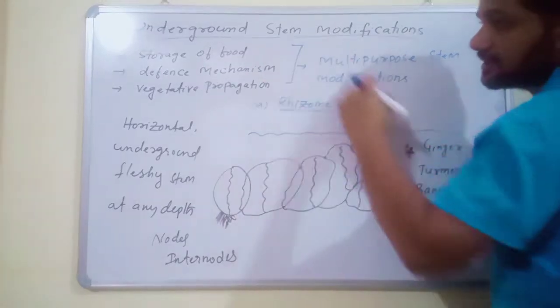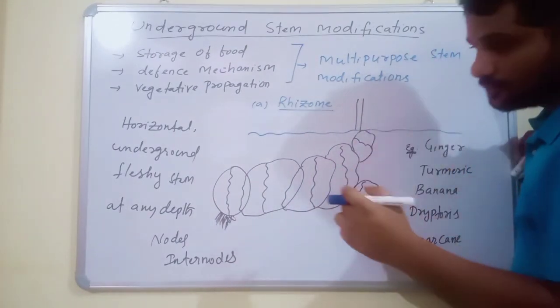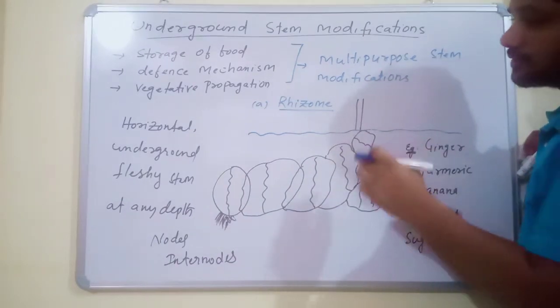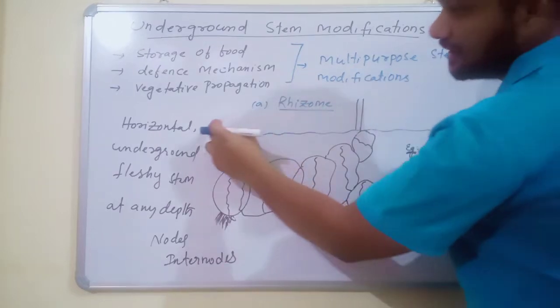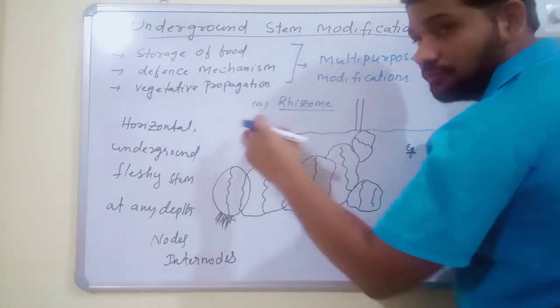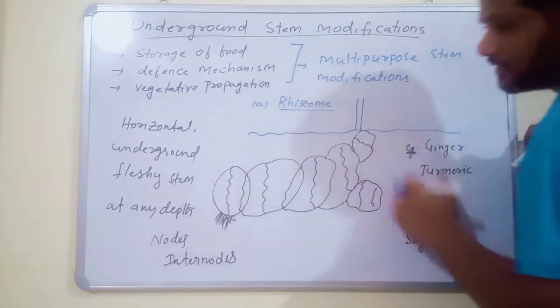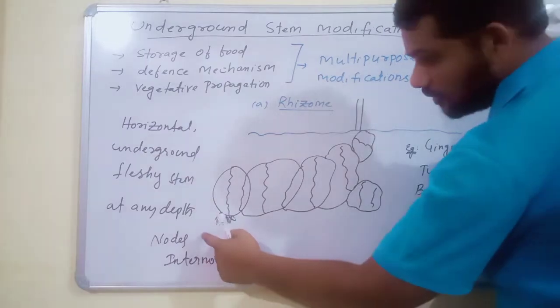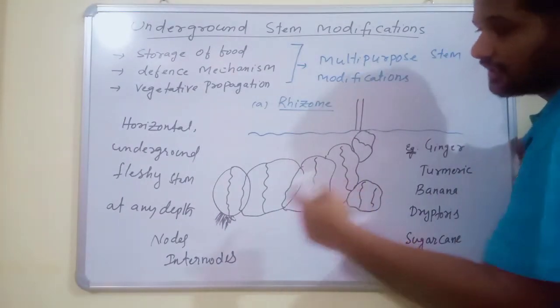And multi-purpose stem modifications are of four types: rhizome, corm, stem tuber and bulb. The first underground stem modification is rhizome. So what is rhizome? It is a horizontal, fleshy underground stem which grows below the soil at any depth. And this fleshy underground stem contains nodes, internodes, scale leaves, axillary buds and terminal bud.